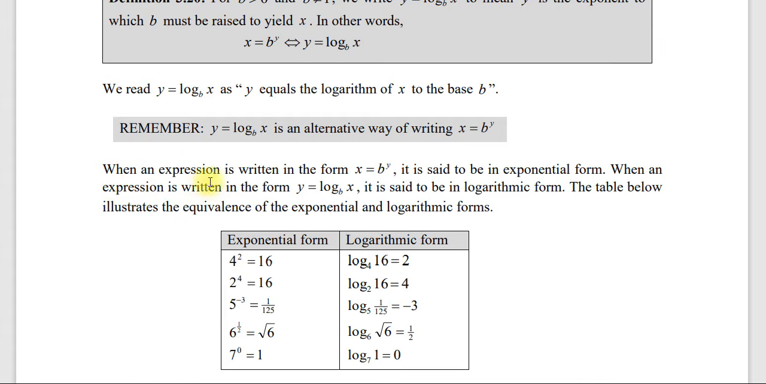So when an expression is written in the form x which is equal to b to the power of y, it is said to be in exponential form. When an expression is written in the form y which is equal to log x in base b, it is said to be in logarithmic form.